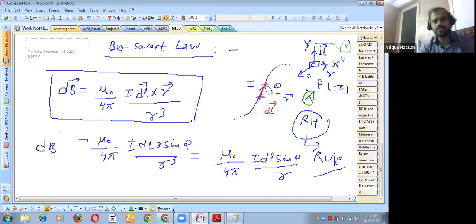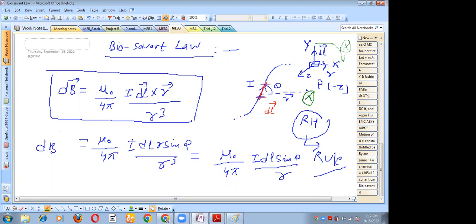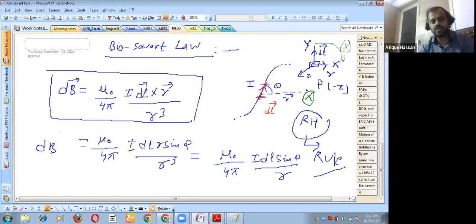Getting my point? Yes, sir. So it should be inward. Always remember, when you have a current carrying wire, on the right side the magnetic field is always inward, and on the left side it is outward, like in this situation. Maimuna, are you getting it?